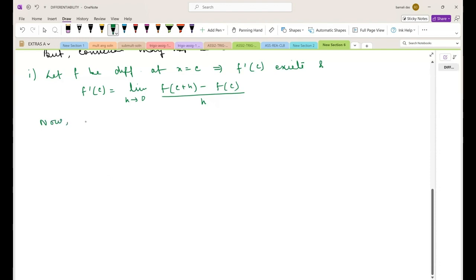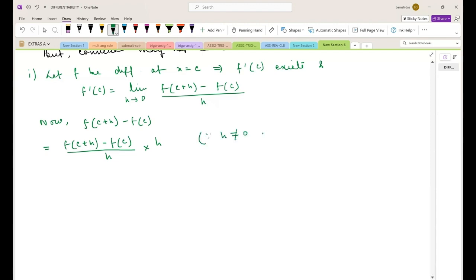Now I'm making an independent statement. Consider f(c plus h) minus f(c). I'm just choosing this expression. Now this can be written as follows, see how I'm writing it. I can write this because h is not equal to 0 as h approaches 0, so I can divide it by h and multiply with h. So f(c plus h) minus f(c) equals this.